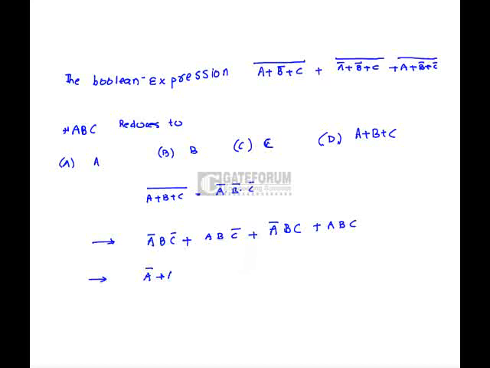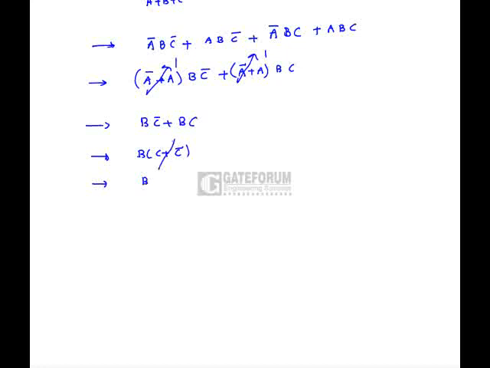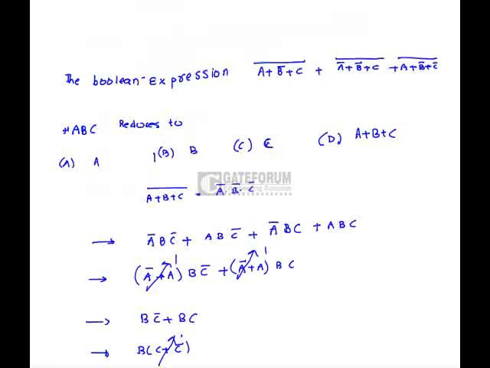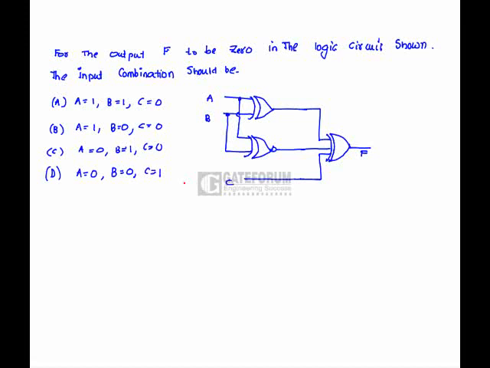A bar plus a, that is 1. So b c bar plus b c, b times (c plus c bar), this again equals 1. So the reduced version of the above given Boolean expression is nothing but a b, which is option B. Option B is correct.